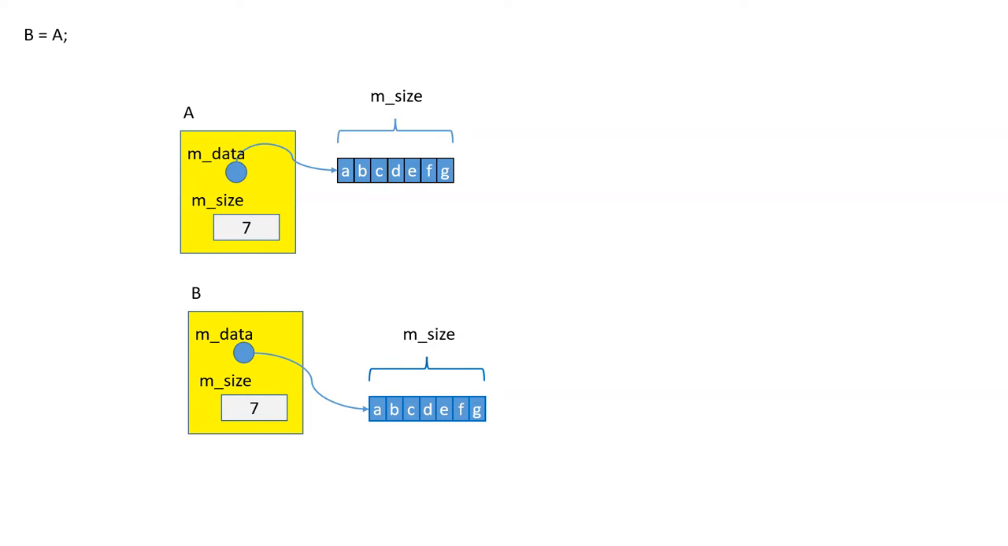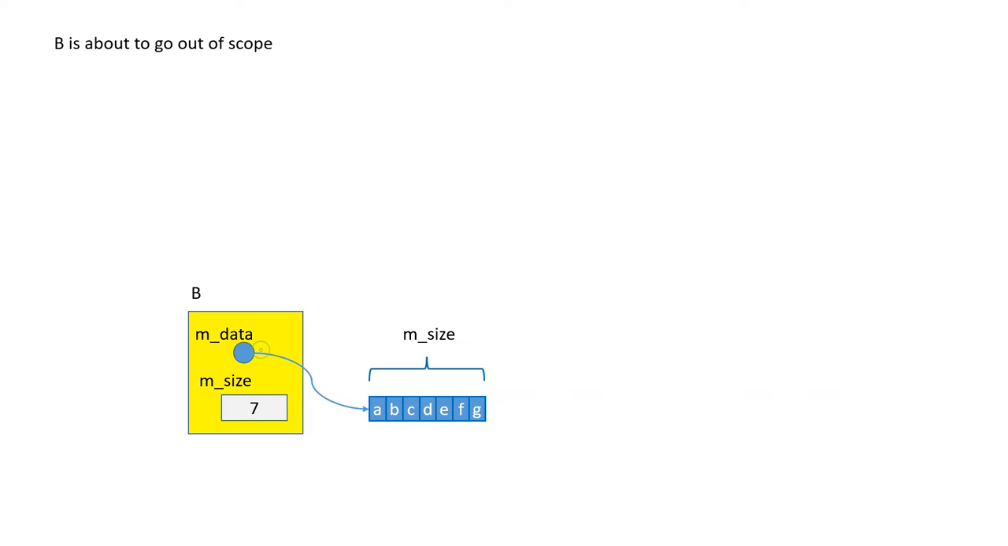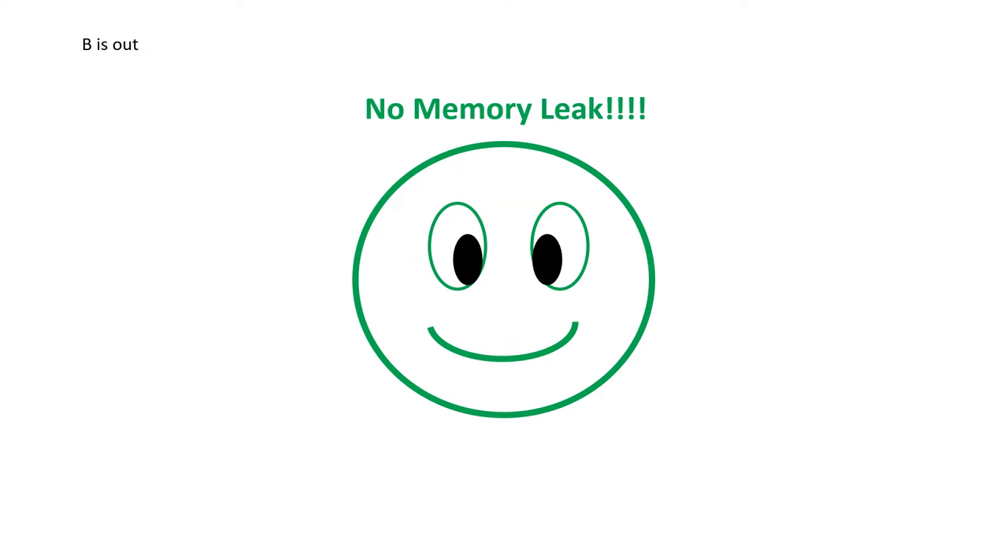But after this, I have two different classes with their own memories. The first destructor destroys the first one, and it's gone. The second destructor destroys the other one, and it's gone, and therefore no memory leak, and everything gets copied perfectly. Yes?